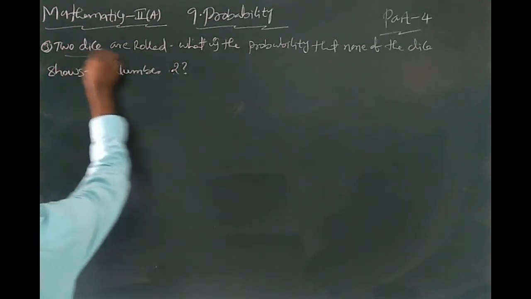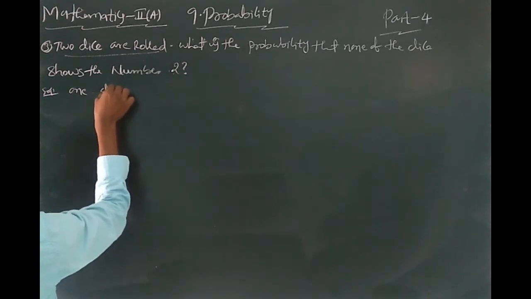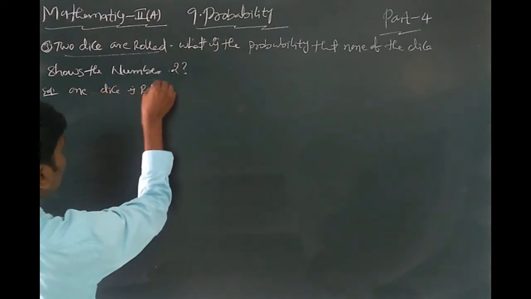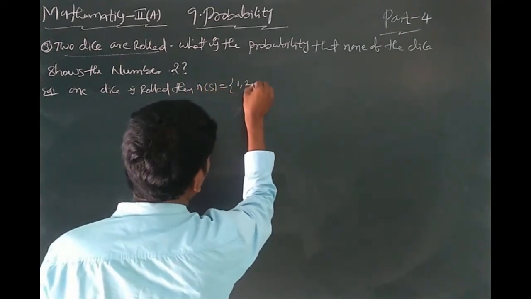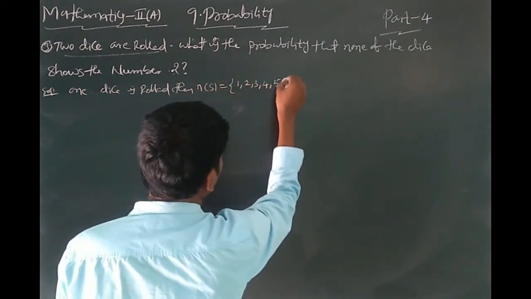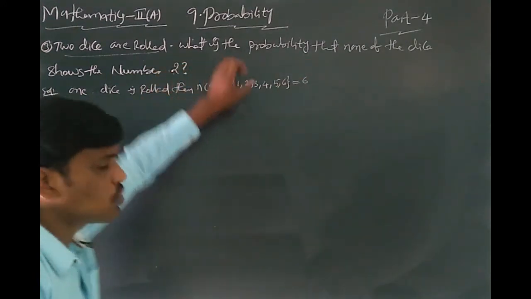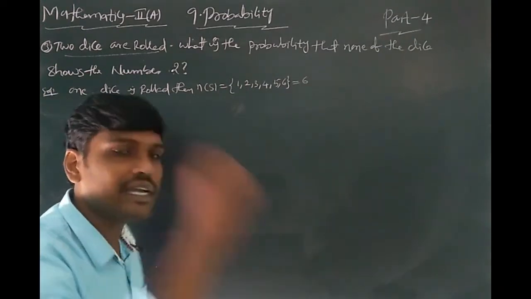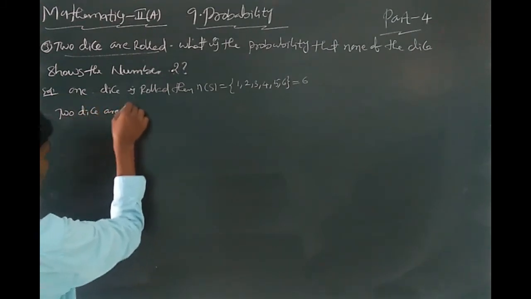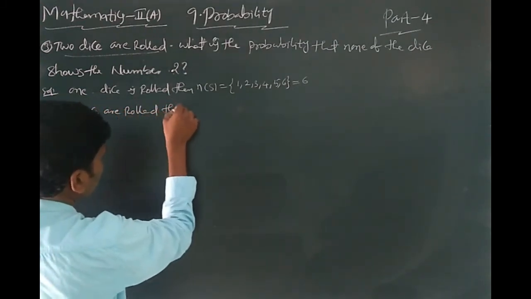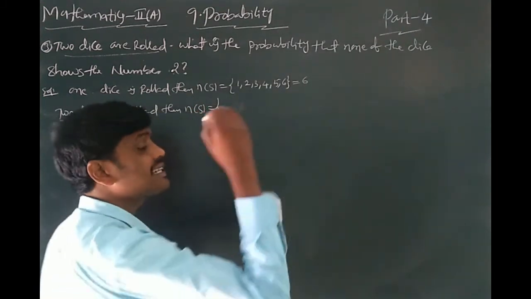First of all, here two dice are rolled. When one die is rolled, the sample space n(S) is 1, 2, 3, 4, 5, 6. Total 6 outcomes. Here, how many dice are rolled? Two dice are rolled. Then n(S) has a total of 36 outcomes.